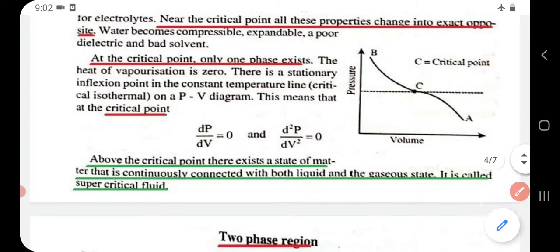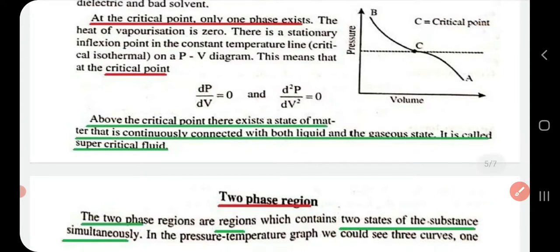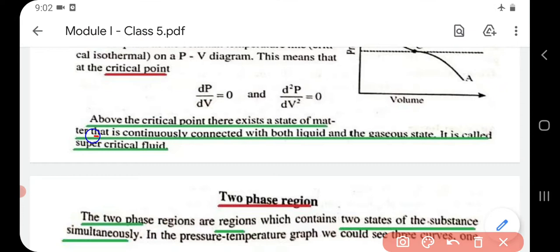And above critical point, matter exists in a state called supercritical fluid. What is supercritical fluid? Definition is here. Above critical point, there exists a state of matter that is continuously connected with both liquid and gaseous state. It is called supercritical fluid. So, above critical point, matter exists in the supercritical fluid state.